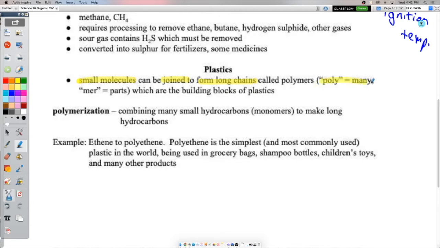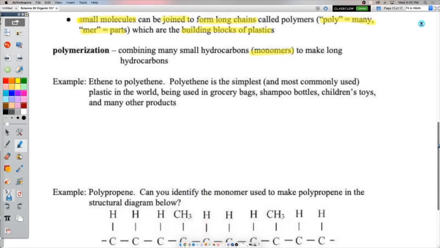We call it a polymer. So poly means many, mer means parts. Well, that makes sense. It's many parts, okay? We take these polymers and we can put them together into plastics. That's essentially what plastics are. Okay, so polymerization is the process of taking small hydrocarbons, monomers. Mono means one, right? You might have learned in social class, a monopoly is when one company controls something. Mono, one company, monopoly. A monocle is just one glass instead of two. To make long hydrocarbons, okay?